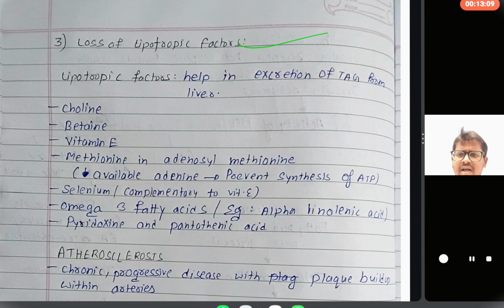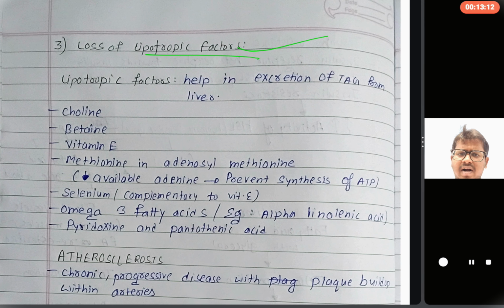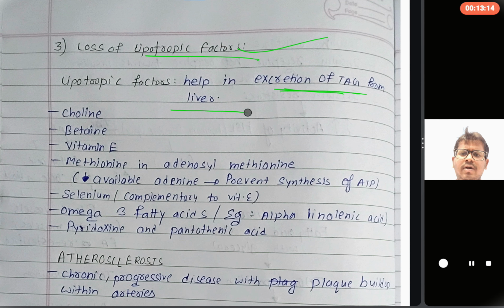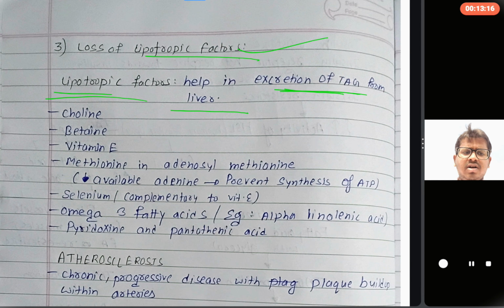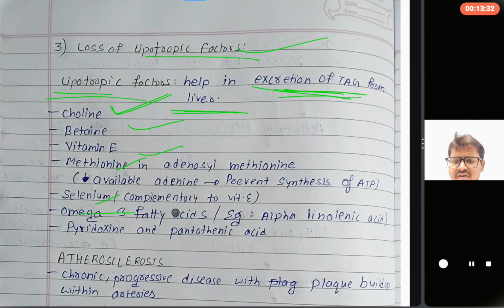Another, third point, is lack of lipotropic factor. Lipotropic factors help in excretion of triacylglycerol from the liver. What do the lipotropic factors do? They help in excretion of triacylglycerol from the liver. In that we have chemicals such as choline, betaine, vitamin E, methionine, and selenium, omega-3 fatty acid, pyridoxine, and pantothenic acid. We will discuss a little more about methionine and selenium.